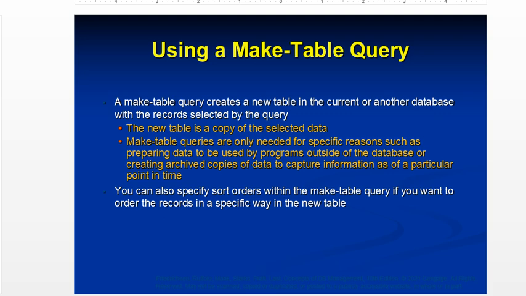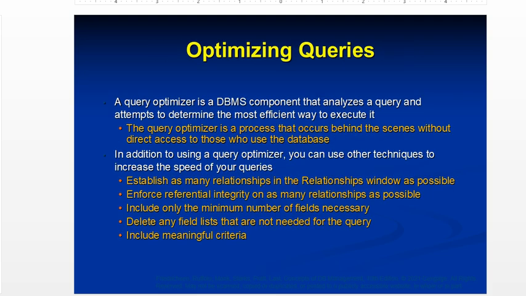Using a make table query: a make table query creates a new table in the current or another database with records selected in the query. So the new table is a copy of the selected data. Make table queries are only needed for specific reasons, like preparing data to be used by programs outside of the database, or creating archived copies of data to capture info at a particular point in time, etc.